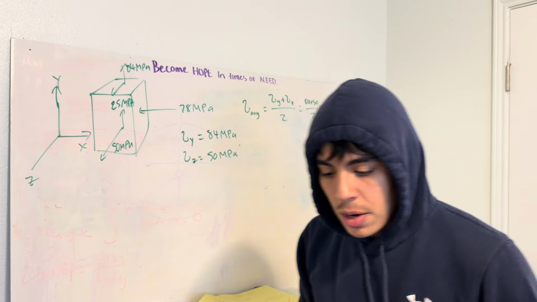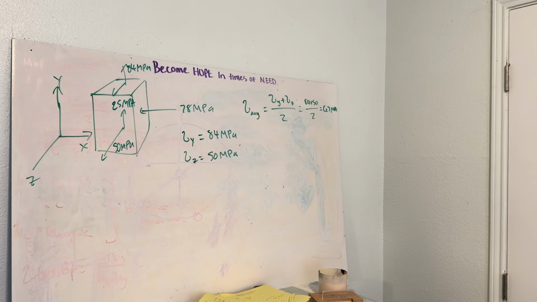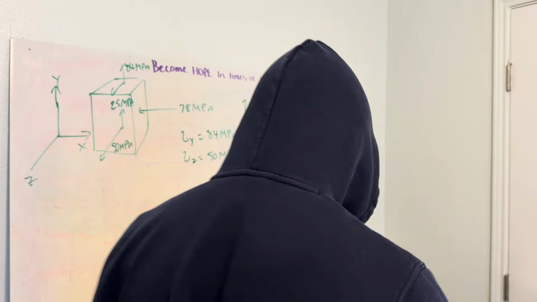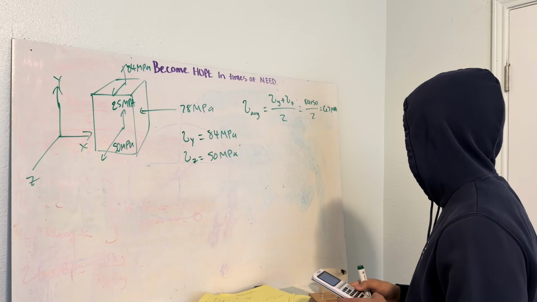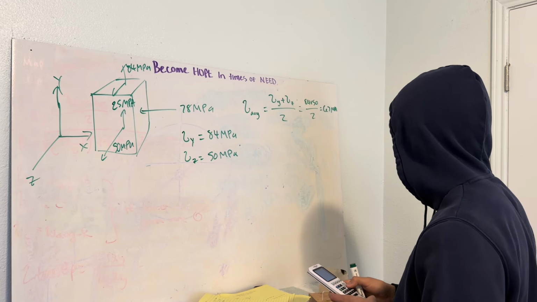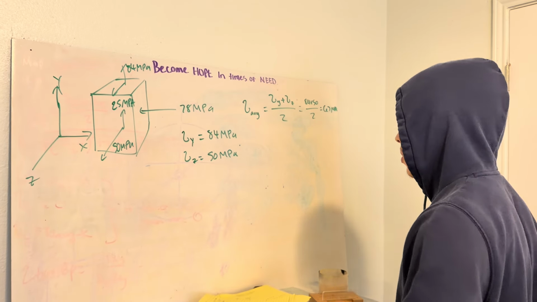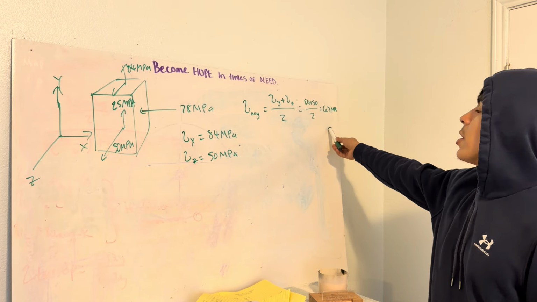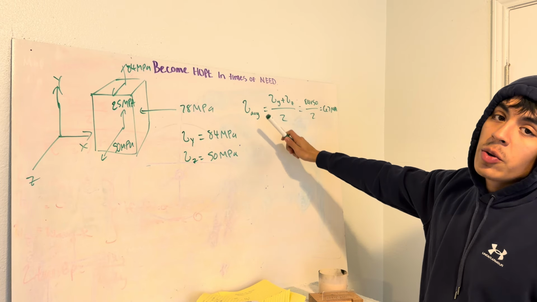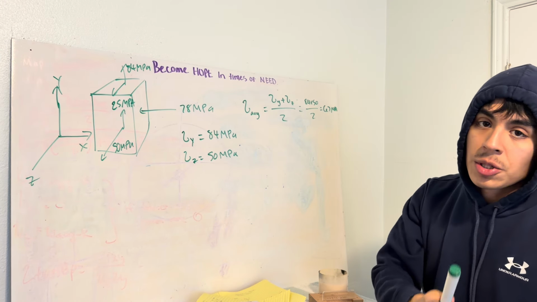Let me confirm that with my calculator. So we got 84 plus 50 divided by 2. That is 67, if you can read that. So we have 67 megapascals. So now, what do we do with this information? I'm going to show you in a bit.